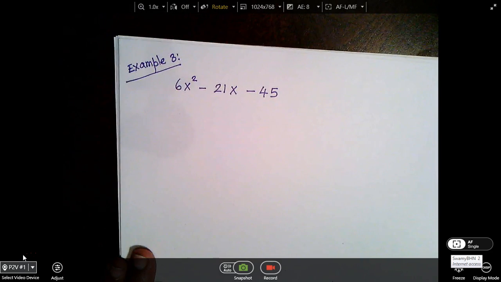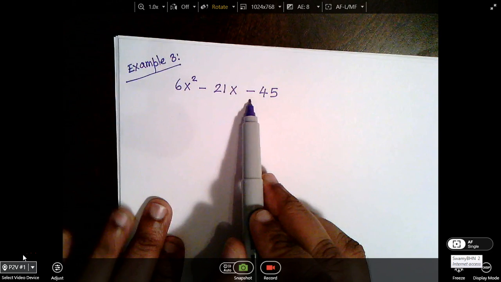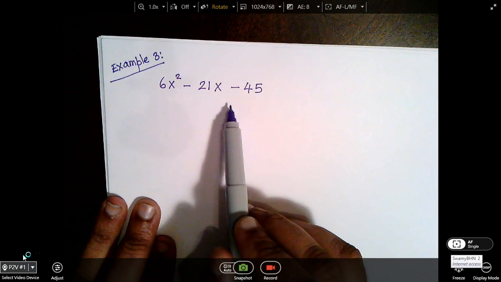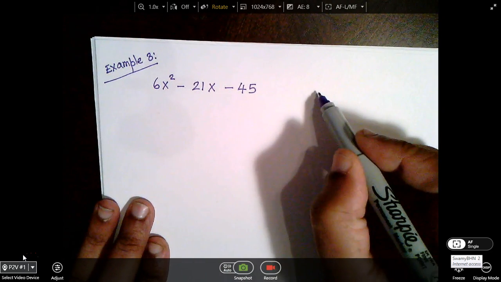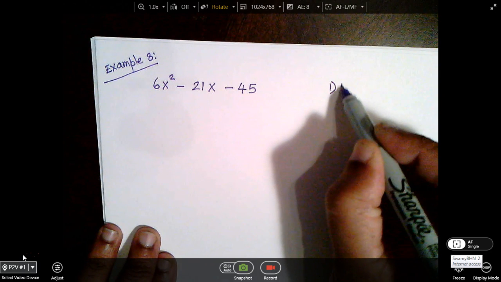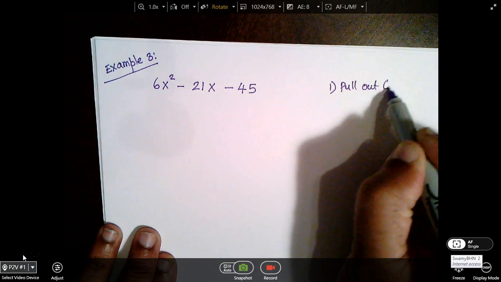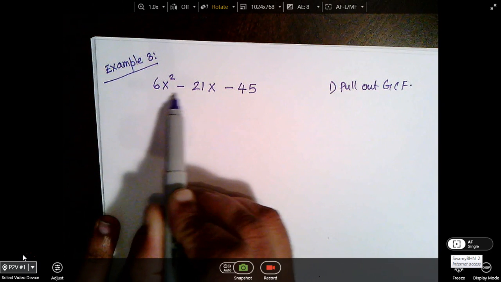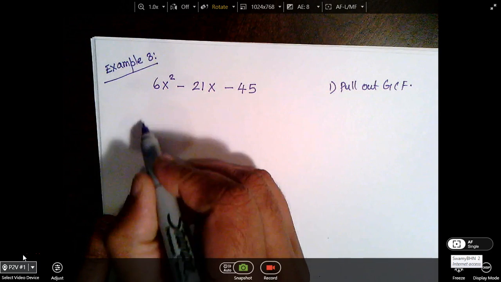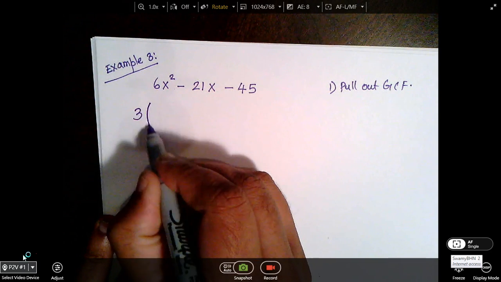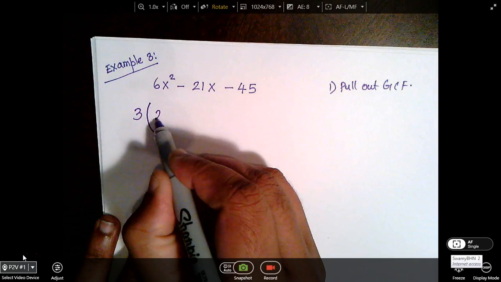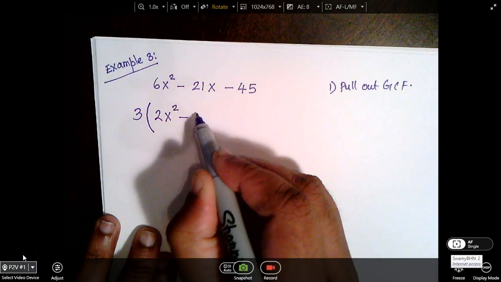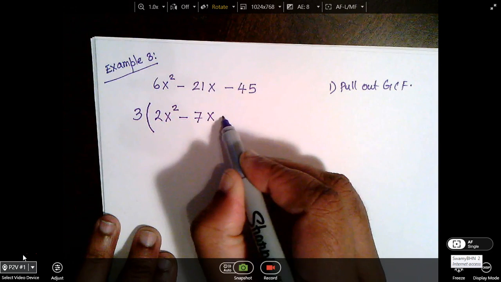Let's take a look at an example where we have to pull out a GCF. This is the quadratic trinomial that's given to me. My first step is always to pull out a GCF. Always pull out a GCF if you have any. Between the numbers, my GCF is a 3, so I can pull out a 3. What's left is 2x squared minus 7x minus 15.